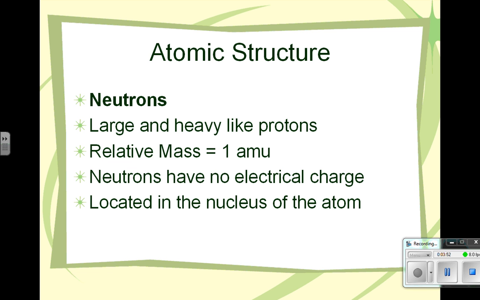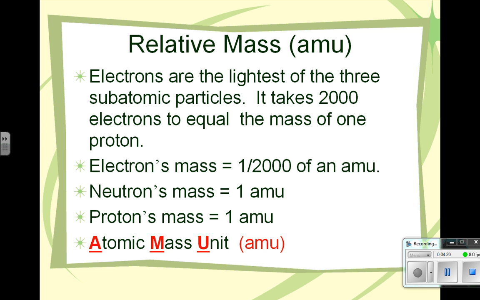Neutrons are a little different. What they have in common with the proton is that they are very heavy, just like the protons. They have a relative mass of 1 AMU. They have no electrical charge. And when we say something has no electrical charge, we can also say that it is what? Neutral. Good. And then it is also located inside the nucleus of an atom.